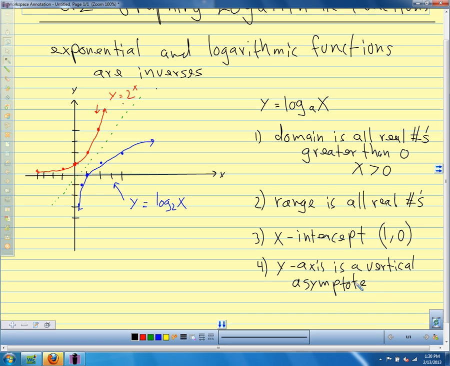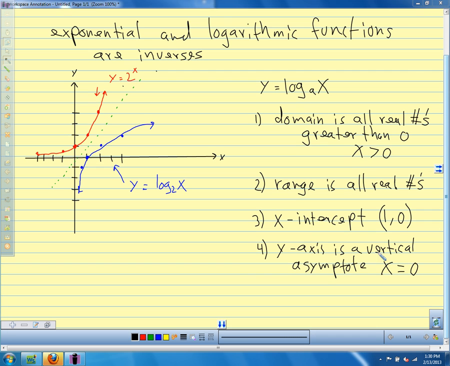And another way of saying the y-axis is the line x equals 0. Logarithmic functions are increasing. It keeps getting bigger and bigger. It slows down a lot, but it keeps getting bigger. So our function, and this is if our base is greater than 0. For a positive base, our function is always going to increase. It's going to keep going up and up.